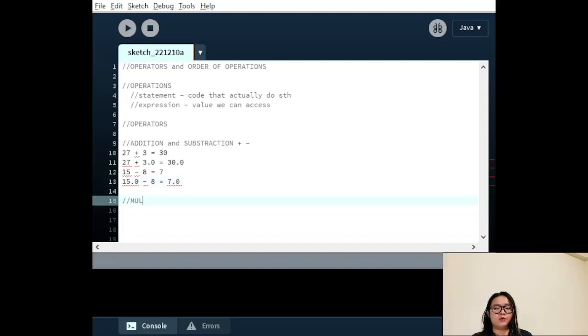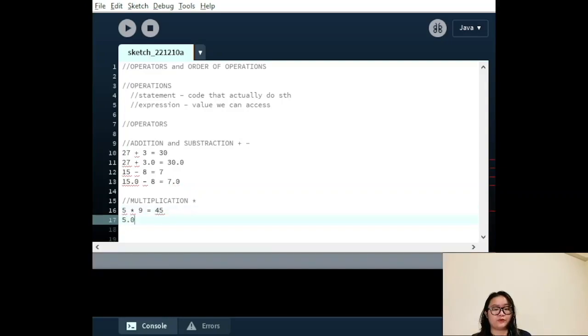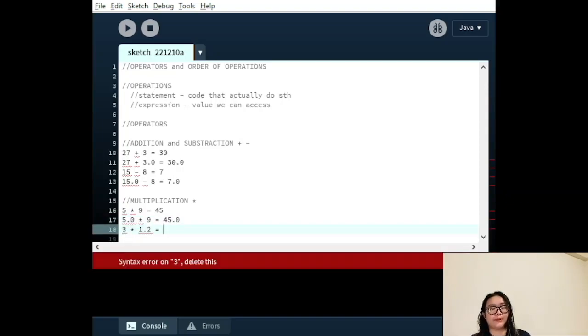Multiplication. When we are using ints and floats, multiplication is probably going to work as you expect. Here are some examples using floats and ints. 5 multiplied by 9 equals 45. 5.0 multiplied by 9 is equal to 45.0. And 3 multiplied by 1.2 is equal to 3.6.